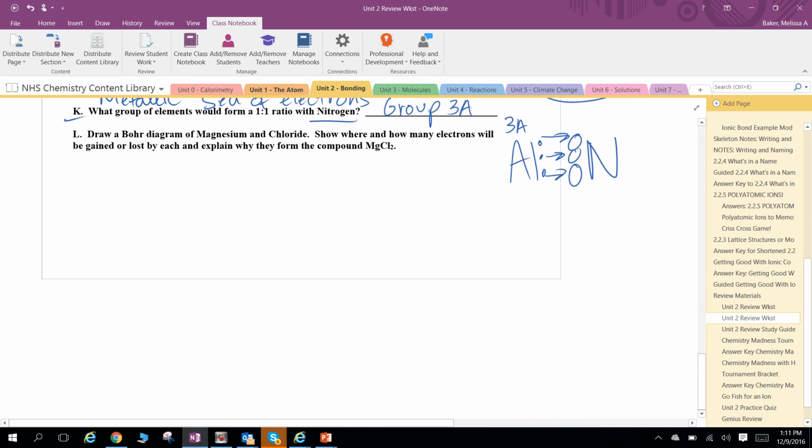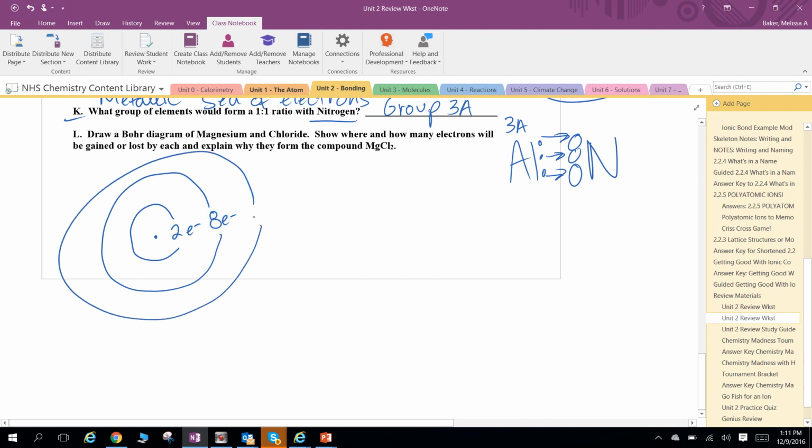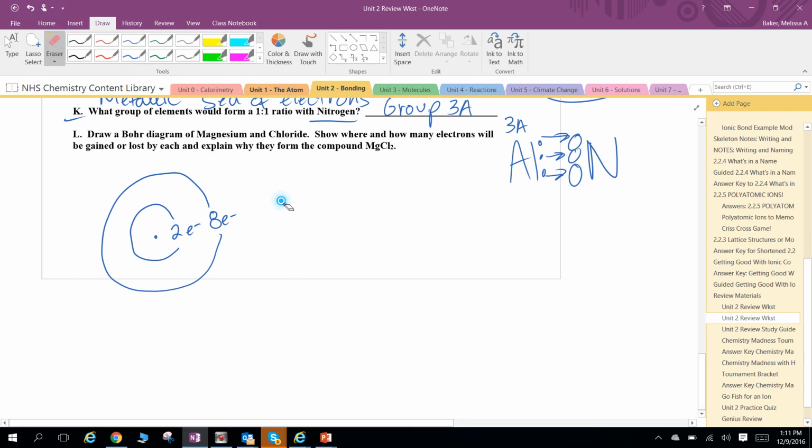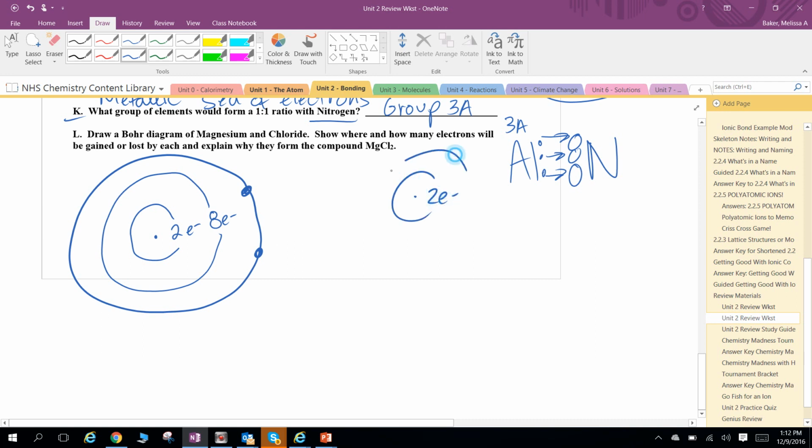Letter L, draw a Bohr diagram of magnesium and chlorine. Show where and how many electrons are gained or lost by each. Since magnesium is number 12 and it's in group 2A, you know it has 2 electrons in its outermost shell. And I'm just going to redraw those as separate electrons here. 1, 2. Chlorine is in group 7A. It has 17 electrons. And I'm going to draw those electrons out, the 7 in its outer shell.